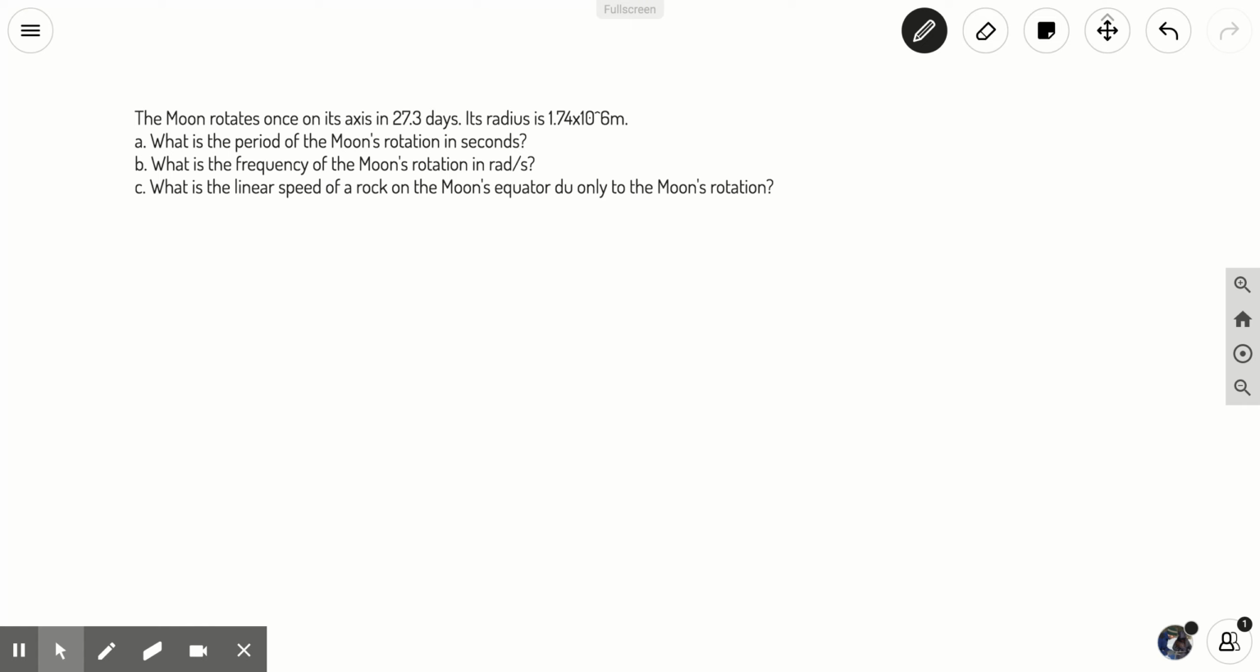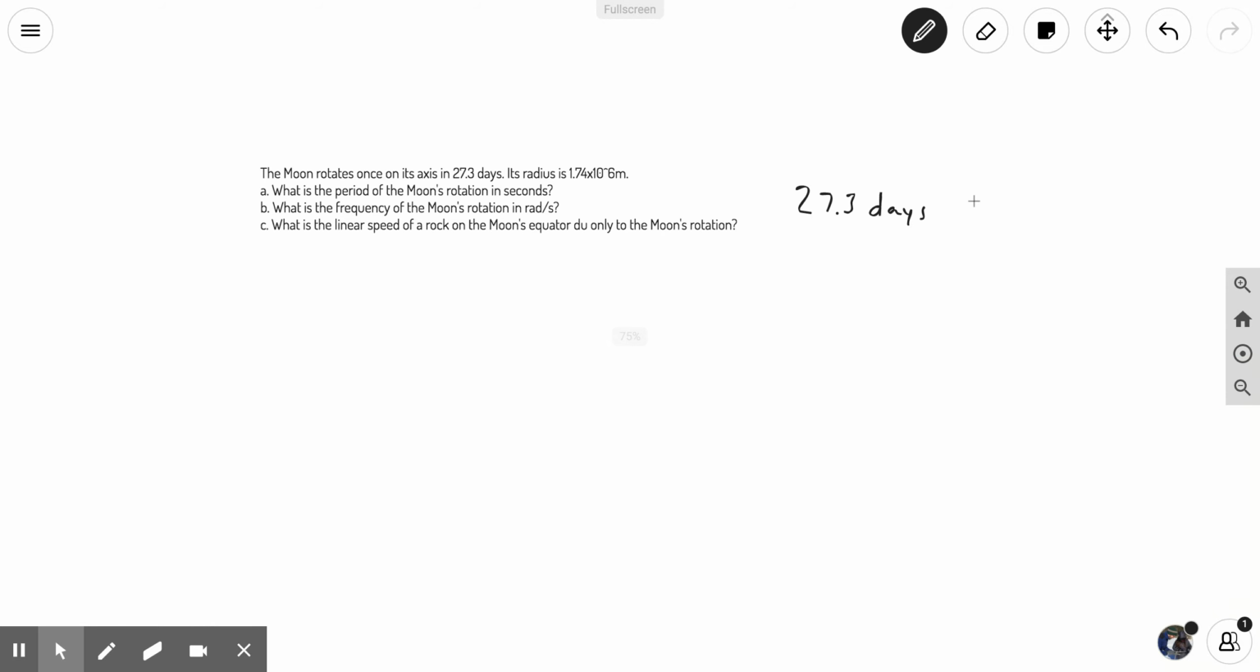What's the period of the moon's rotation in seconds? And this is actually just a dimensional analysis question. So this is from the beginning of the semester. We see that it's 27.3 days, and we want that in seconds. So all we have to do is find our conversion factors.